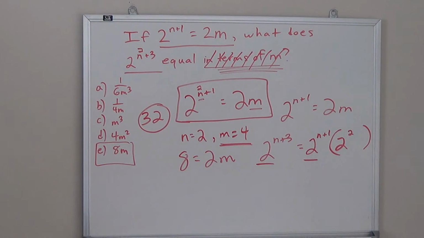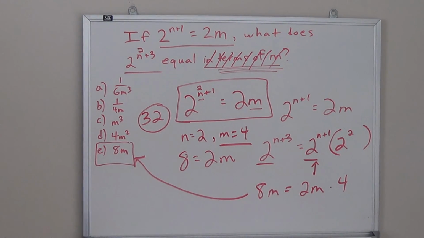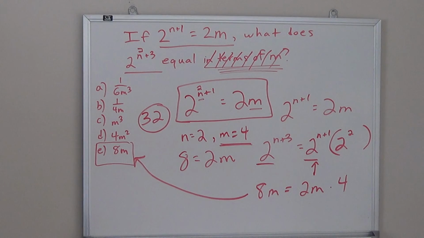And so now when we go back up and we see that 2 to the n plus 1 is 2m, this is 2m. I'm pretty sure we know what 2 squared is, 4. 2m times 4 is 8m, which is your answer. I don't know, a lot of people are going to have trouble seeing that. No worries, just pop the numbers in there and you'll get it right regardless.